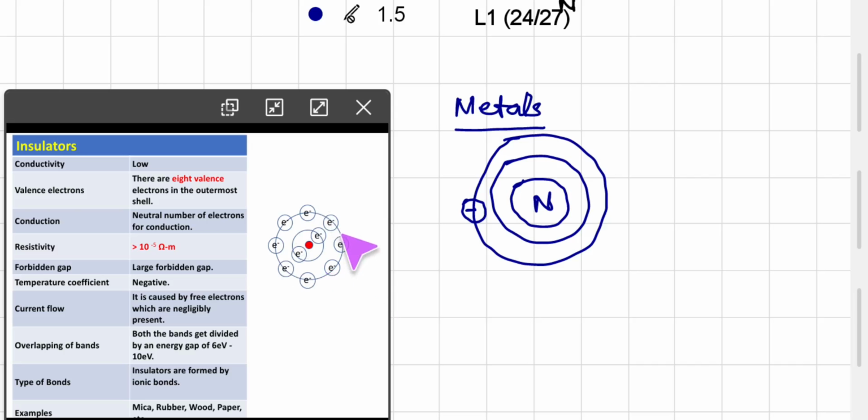So the materials in which the outer shell has 8 electrons and they are stable fall in the category of insulators. So its conductivity is very low because no free electrons are available. There are 8 valence electrons in the outermost orbit. For conduction, almost no electrons are available. Resistivity is very large, greater than 10 raised to 5 ohm meter. And there is a large forbidden gap, you should understand.